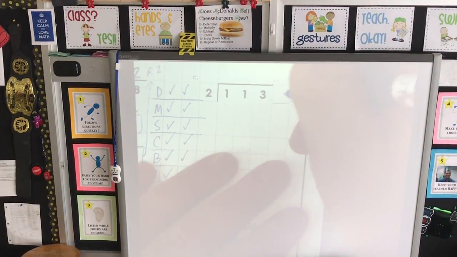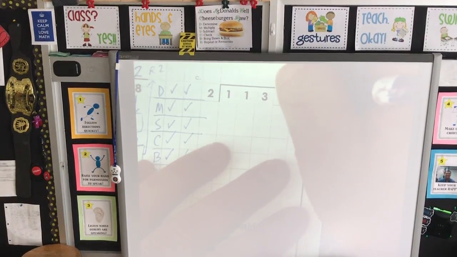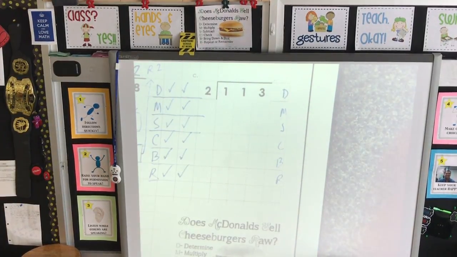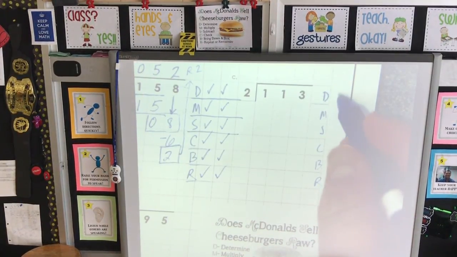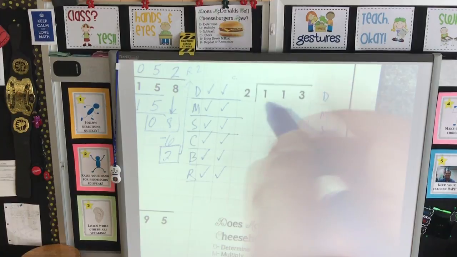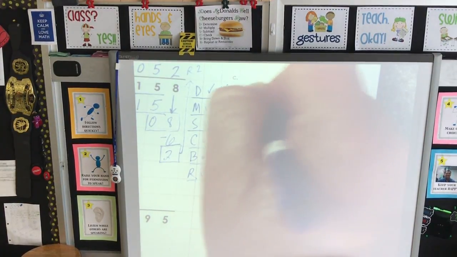All right, set up your McDonald's. Say it with me. Ready, set, go. Does McDonald's sell cheeseburgers raw? All right, so here we go. Right away. Start us off. Go. Determine 2 times what gets me close to 1 without going over.